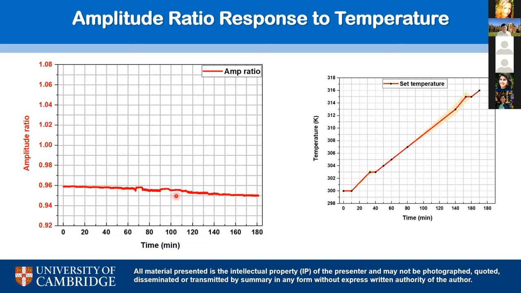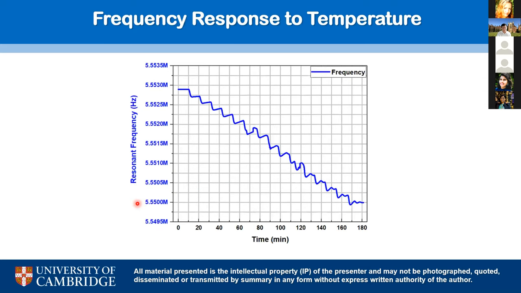As I mentioned, there were two resonant peaks from the two resonators, and the amplitude ratio should normally be close to one. What this amplitude ratio graph shows is that even when we increase the temperature, the amplitude ratio output stays more or less constant for a longer time, instead of the resonant frequency, which keeps deviating over time. That is the concept in these graphs.